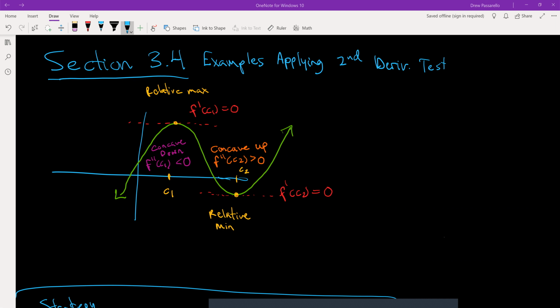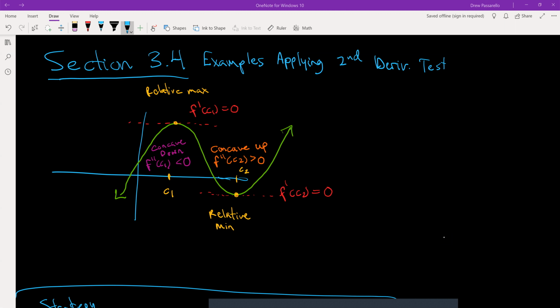And then you see the curve of the function in green. And there's two extrema. There's a relative max and a relative min. So there's a relative max that occurs at C1. And if you notice the relative max, it's concave down. The shape of the graph is opening downward. So that means its second derivative is negative or less than 0. Also, there's a horizontal tangent line at C1, which means the first derivative at C1 is equal to 0.